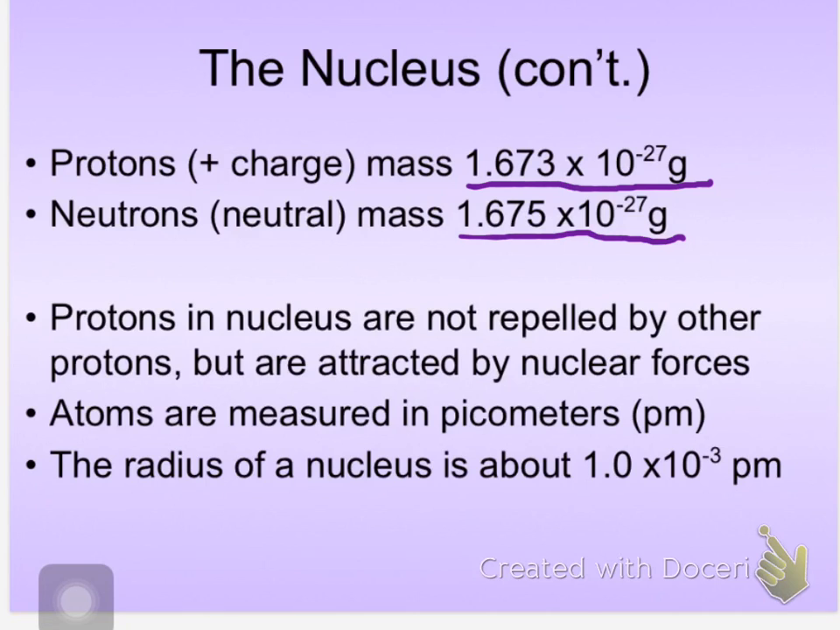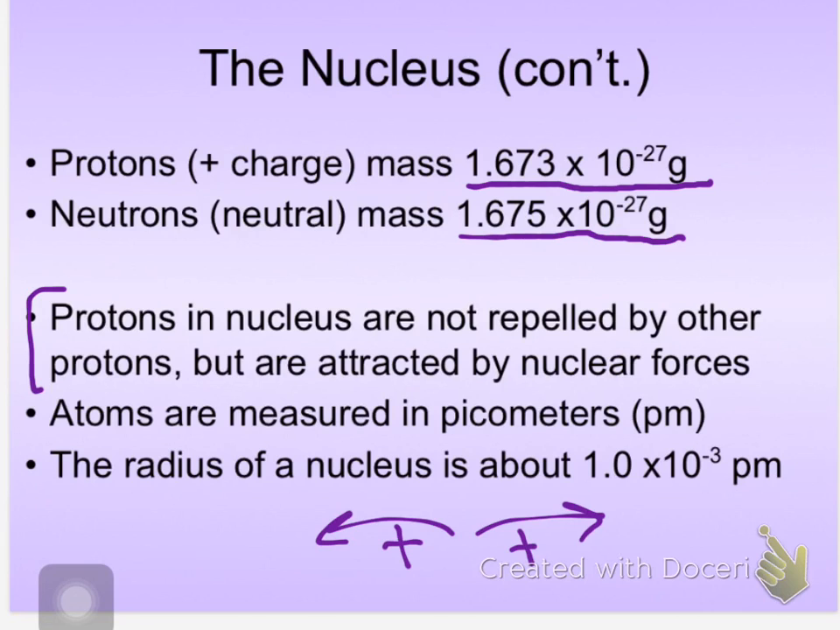So here's the weird thing. 2 things that have a positive charge should have what effect on one another? They should run screaming. They should be repelled. But in the nucleus, there are a bunch of protons. And weirdly enough, in the nucleus of atoms, those protons are not repelled by each other, but they're actually attracted by forces that are called nuclear forces. Okay, and the neutrons, they're just sort of sitting there.